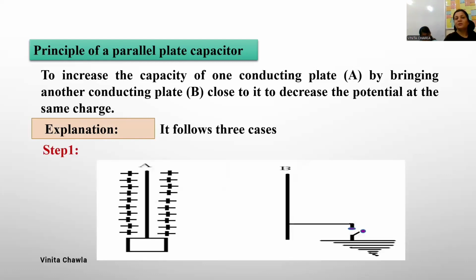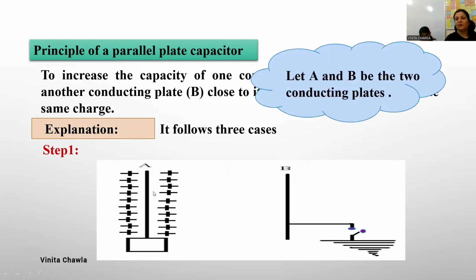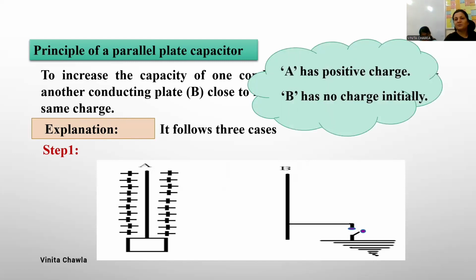Step 1, we have this plate A. So this plate A is positively charged and this plate B is grounded. It is not grounded, but there is some kind of connection, it is disconnected, you can see. We can connect this to the ground at any time as and when required. So we have a positively charged plate. So these are two conducting plates. A has positive charge and B has initially no charge. It is uncharged.